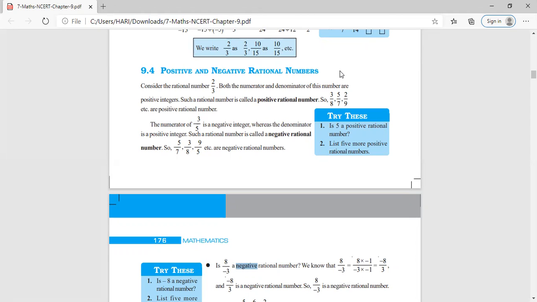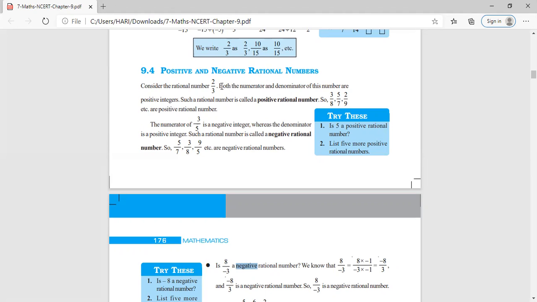Children, in the last video itself I told you to use the textbook also while watching this video. Here I am using the downloaded copy, and in some places, negative signs are not marked correctly, but they are printed correctly in the textbook. So use the textbook also while watching this video. Now we will see the portion positive and negative rational numbers.